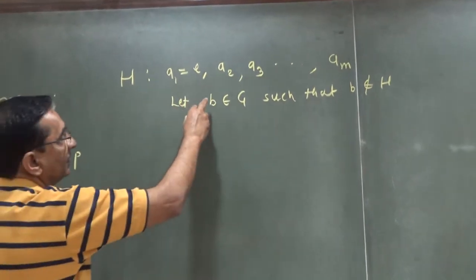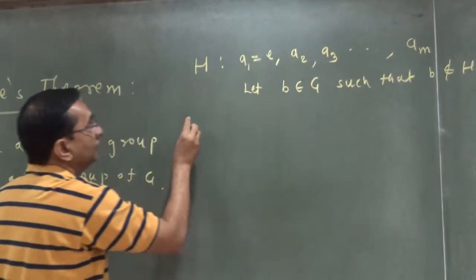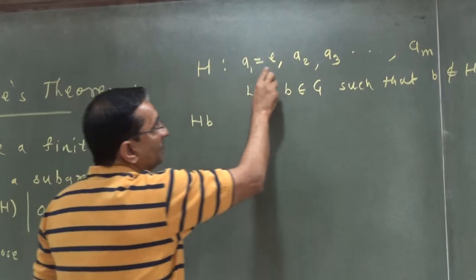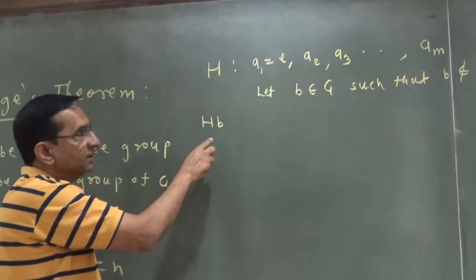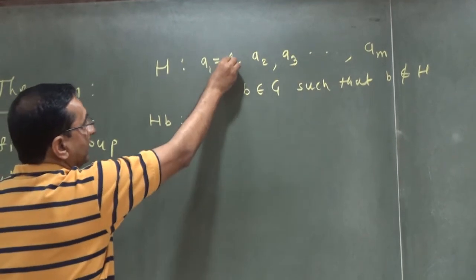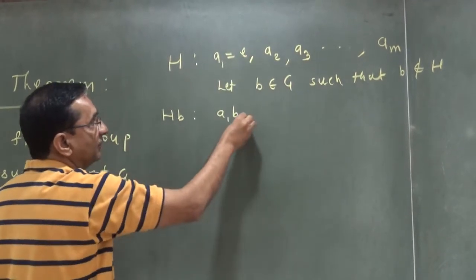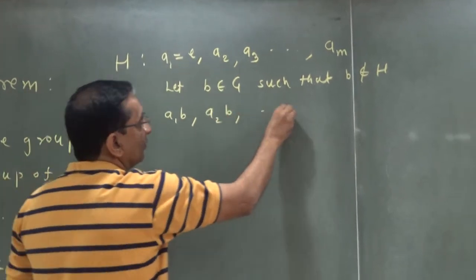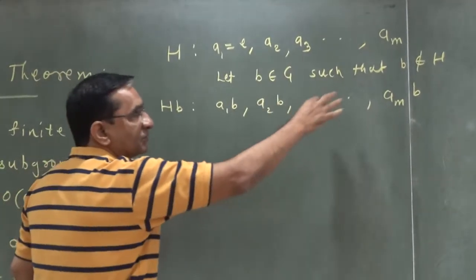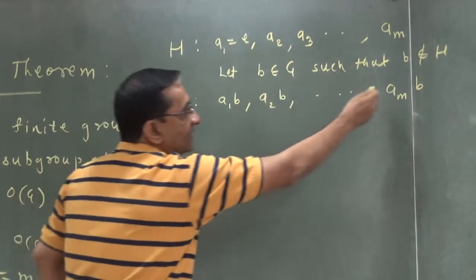And then I multiply these elements of H by B. I denote this by H times B. That means to each element of H, I multiply from the right by the element B which is in G but not in H. So I get the elements: identity into B, that is B, I write A1B, which is B itself because E is the identity element, A2B and so on up to AM times B. Then suppose all elements of G are exhausted, then G will have 2 times m elements, if I prove that all these elements are distinct, of course.